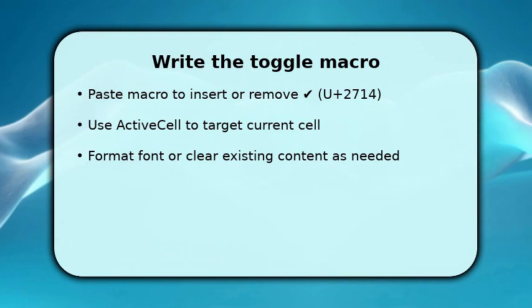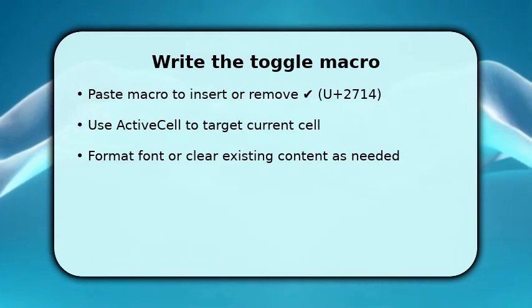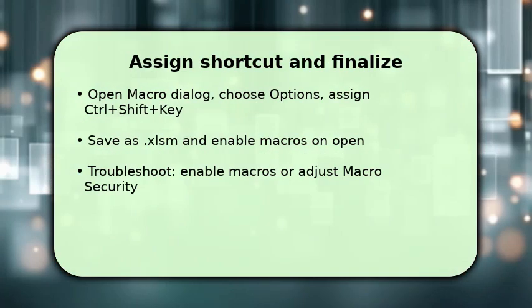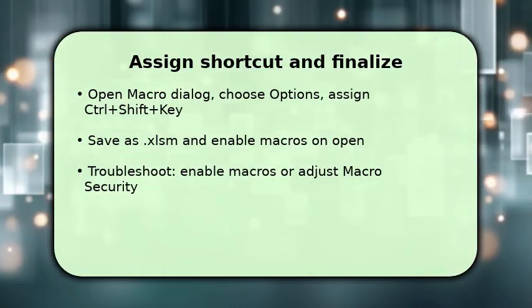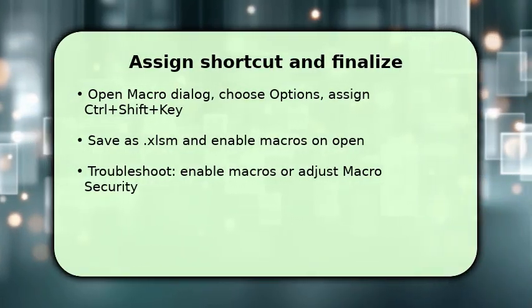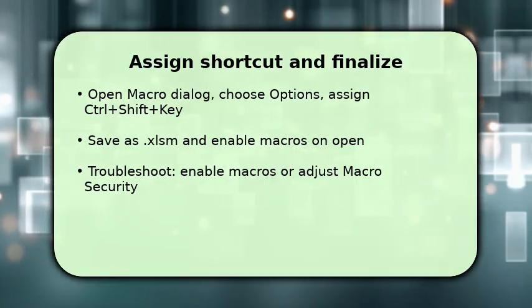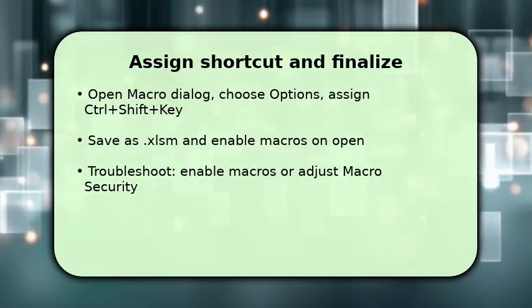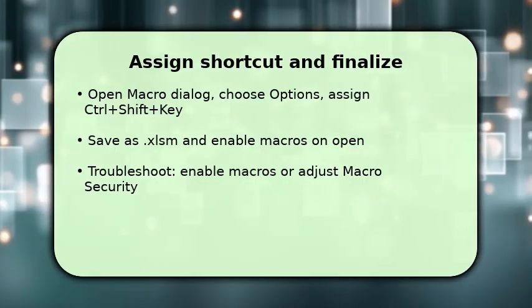To complete the workflow, save your project and assign a keyboard shortcut. Open the macro dialog, Alt plus F8, select your macro, click Options, and set a Control plus Shift plus letter shortcut you'll remember. Save the file as an XLSM macro-enabled workbook and test in several cells.